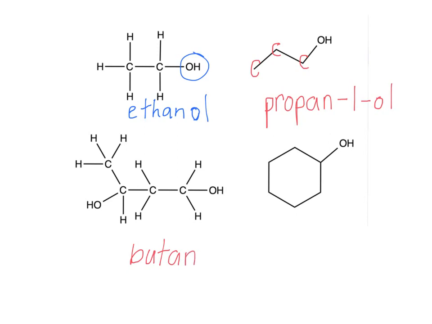But here's the problem. It's got an ol in 2 places. That makes this molecule a diol. Not only that, now I need to start numbering the carbon atoms. Now, do I start numbering from the left or from the right of the molecule? What do you think?